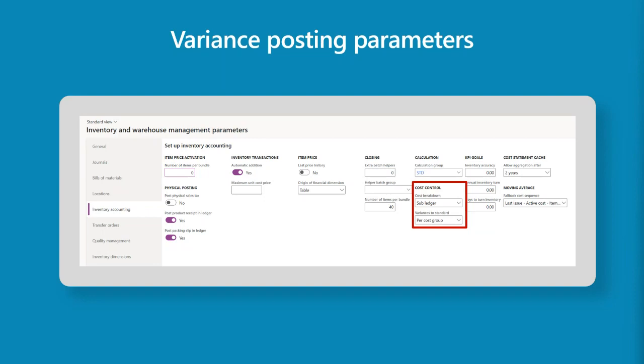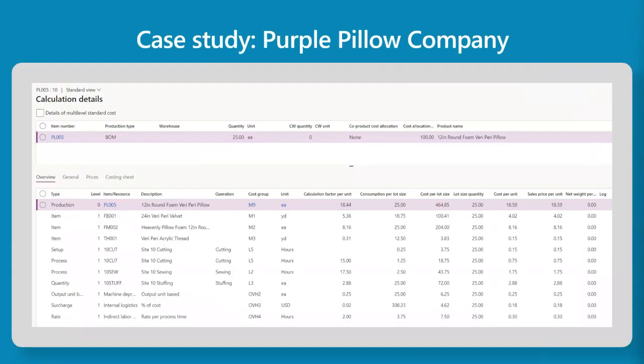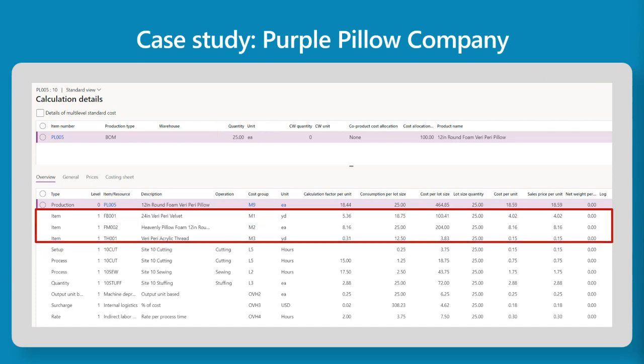So now let's look at a case study where we're using standard cost. Here you can see an example of the cost calculation details for our 12-inch round foam Very-Perry pillow. We will use the same item for each one of our examples. So let's start by understanding our standard cost calculation. This cost calculation is based on the default order quantity of 25 for inventory, also known as our lot size. You can see that the BOM has 3 items for fabric, foam stuffing, and thread.